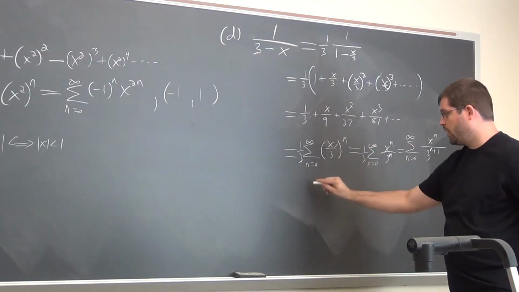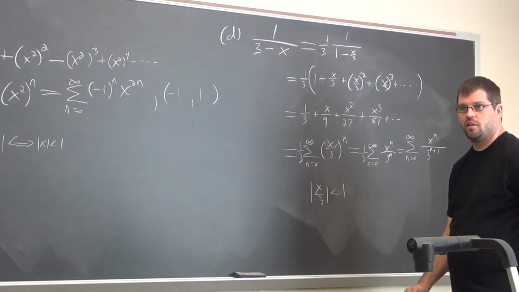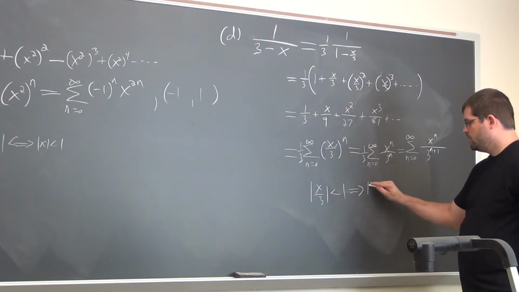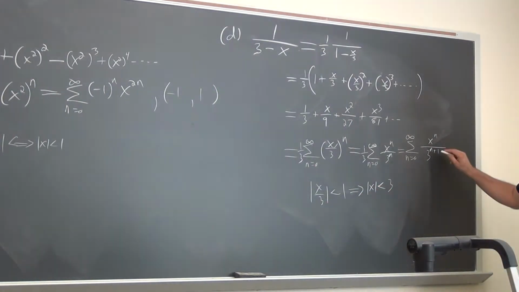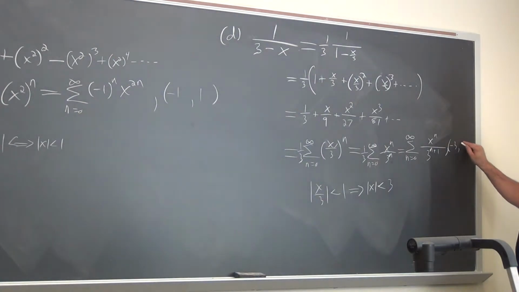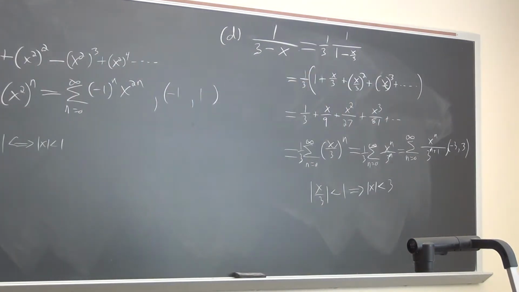X over 3, so I need the absolute value of that to be less than 1, which means I need the absolute value of x to be less than 3, and so my interval is from -3 to 3. Does that make sense? Okay, so that's kind of the basic algebra of tweaking these things.